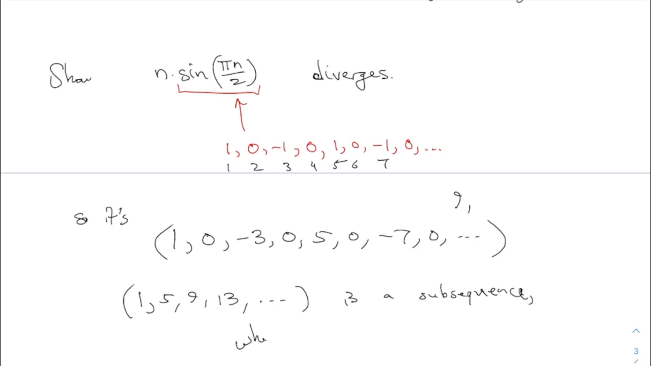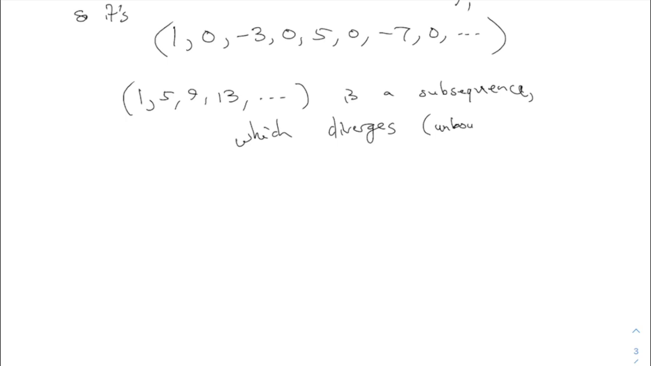Which diverges. That's because it's unbounded, right? These values increase to infinity, and every unbounded sequence automatically diverges. That's because we had a theorem that said if a sequence converges, then it's bounded. The contrapositive would be if it's unbounded, then it diverges. So this is a subsequence which diverges, because it's unbounded. So the original sequence also diverges.